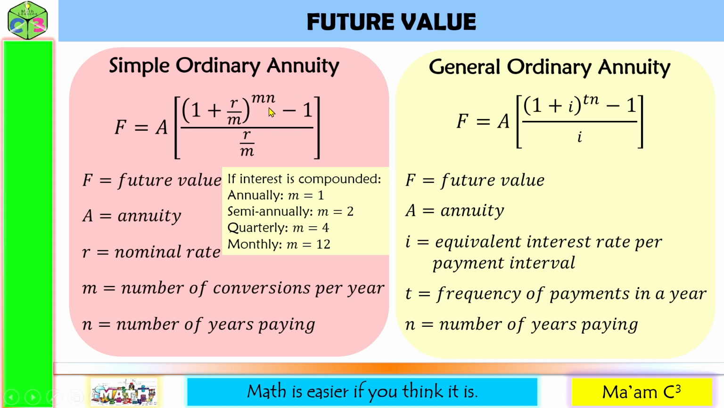Multiplying M and N here is just the same as multiplying T and N. Their product is the total number of payments. Just remember, the exponent is the total number of payments. And you can solve that when you multiply the frequency of payments in a year by the number of years paying. Now, the question is how to solve for the value of I.